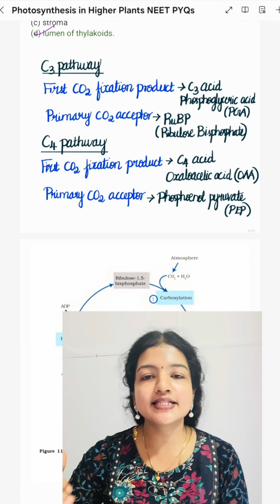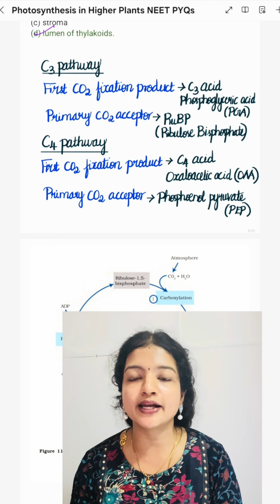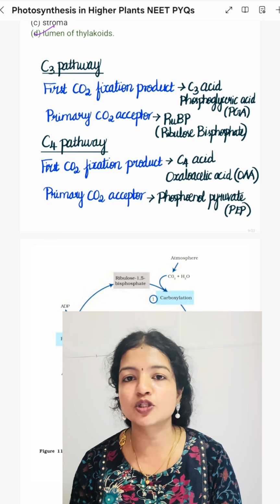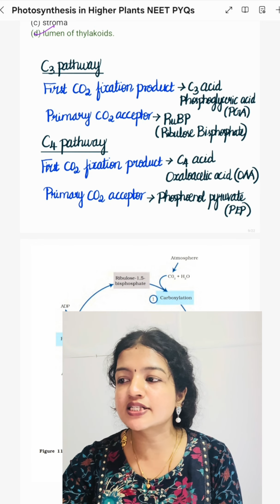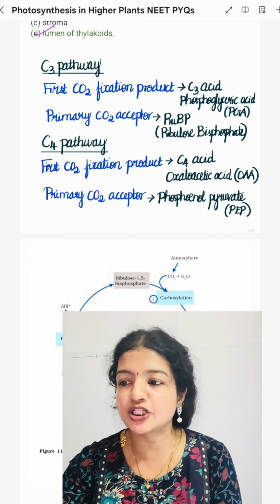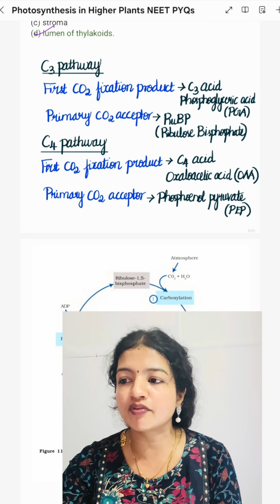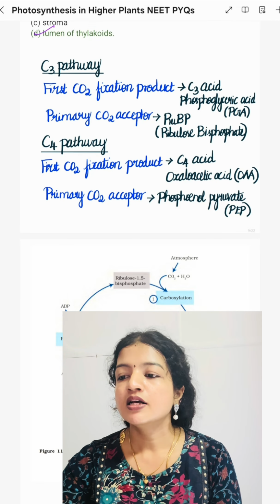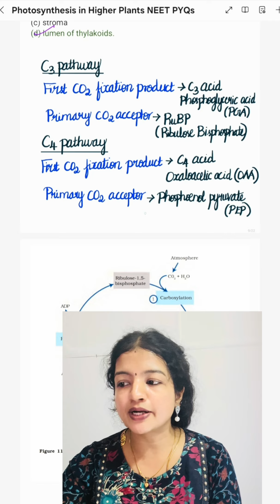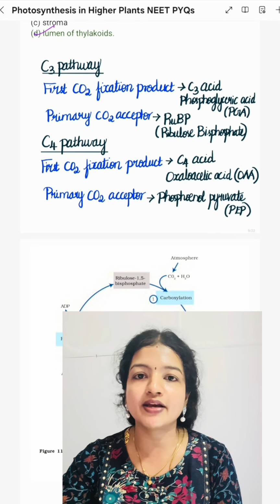Then C3 and C4 pathway oda first carbon dioxide fixation product and primary carbon dioxide acceptor என்னன்னு நல்லா ஞாபகம் வச்சுக்கோங்க. It's very very important. So C3 pathway oda first carbon dioxide fixation product phosphoglyceric acid PGA, whereas C4 pathway oda the oxaloacetic acid, and C3 pathway oda primary carbon dioxide acceptor RuBP, ribulose bisphosphate. C4 pathway oda primary carbon dioxide acceptor phosphoenol pyruvate. இத நல்லா ஞாபகம் வச்சுக்கோங்க. It's very very important.